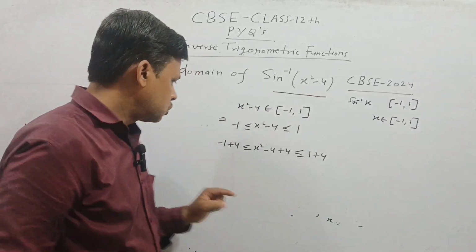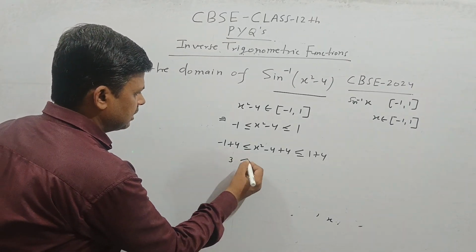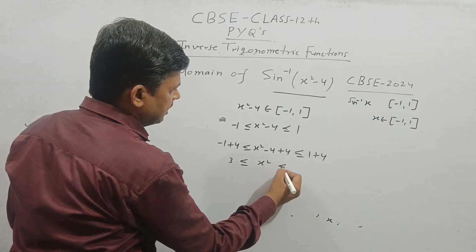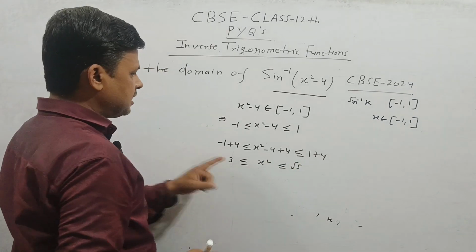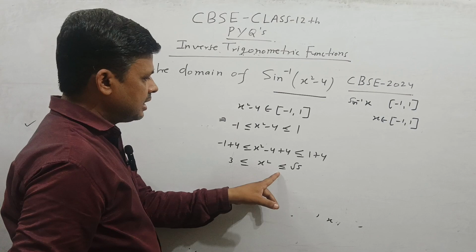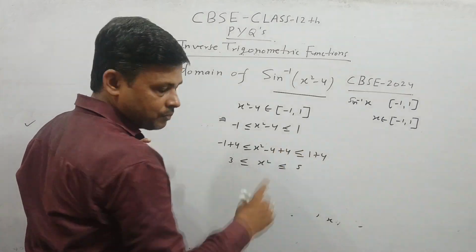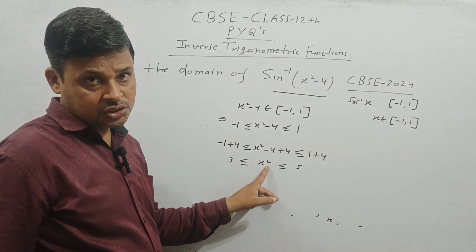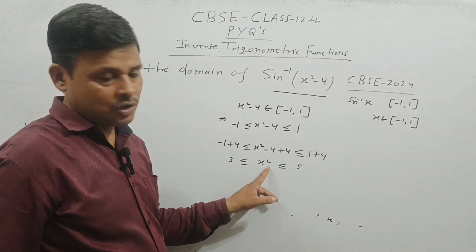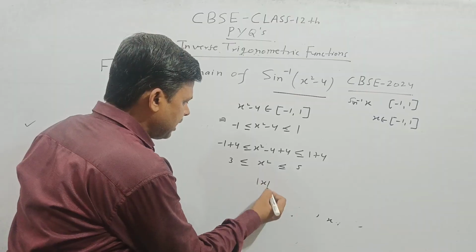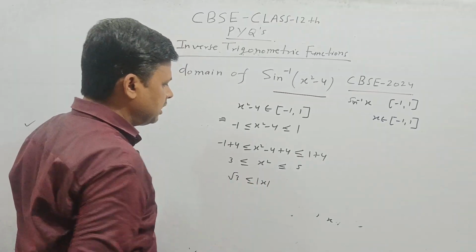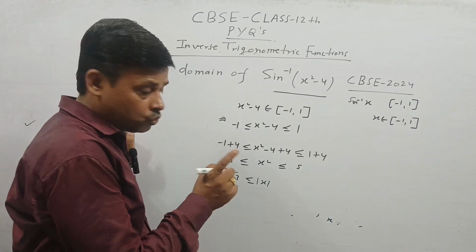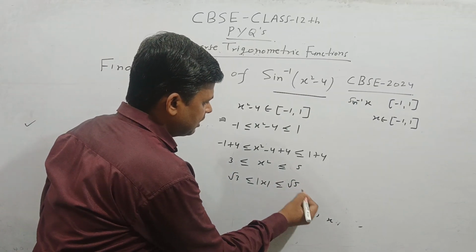So it will be 4 minus 1, which is 3, less or equal to x square, since minus 4 and plus 4 cancel out, less or equal to 1 plus 4, which is 5. So x square is greater or equal to 3 and less or equal to 5. Now when we remove this square, we will get the absolute value of x. So we will get mod x greater or equal to root 3 and less or equal to root 5. If we remove the square sign, 3 will convert into root 3 and 5 will be converted into root 5.